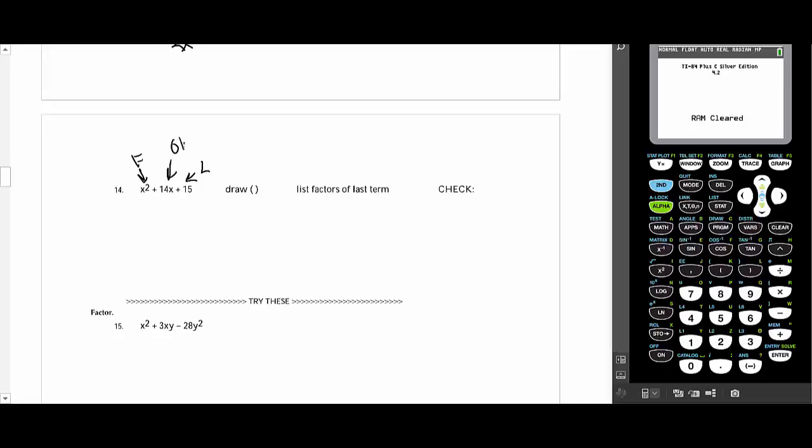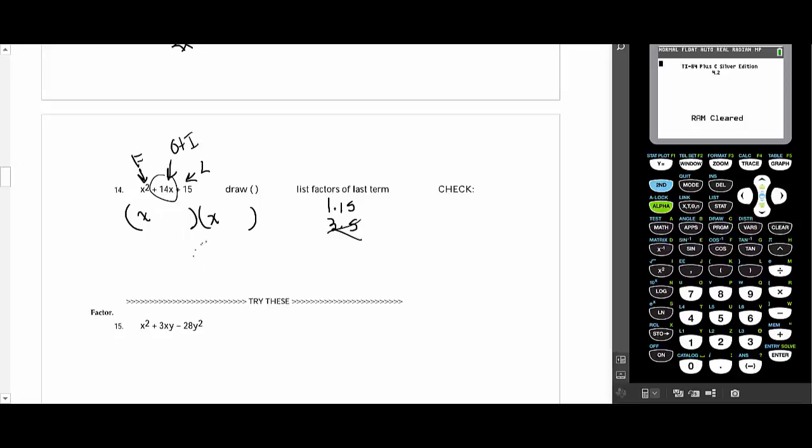So let's see. This one, the first term, of course, would be x and x. All right, now let's look at the 15. There's only two possibilities. There's 1 and 15, and there's 3 and 5. Now, you're trying to get them to add up to 14, so there's no way 3 and 5 add up to 14. But you can get 1 and 15 to add up to 14, can't you? But you got to be careful on this problem.